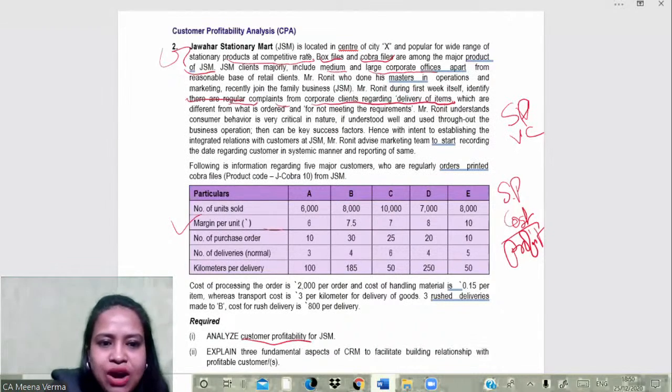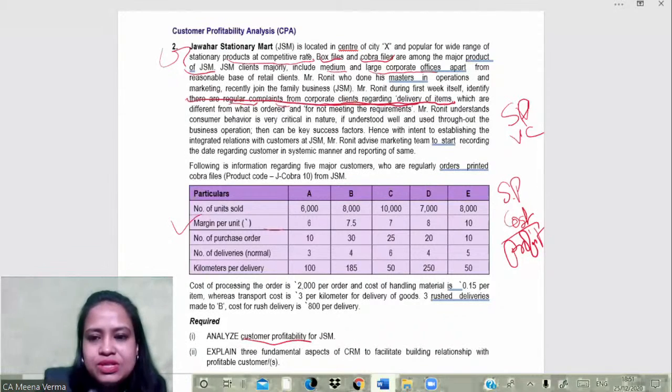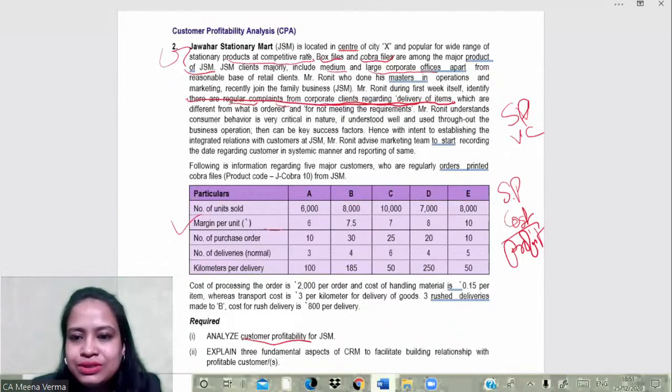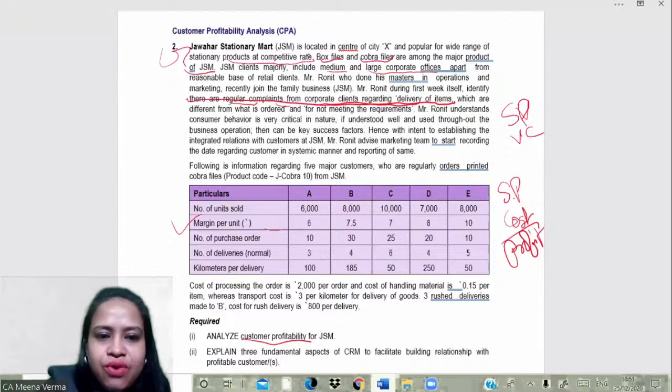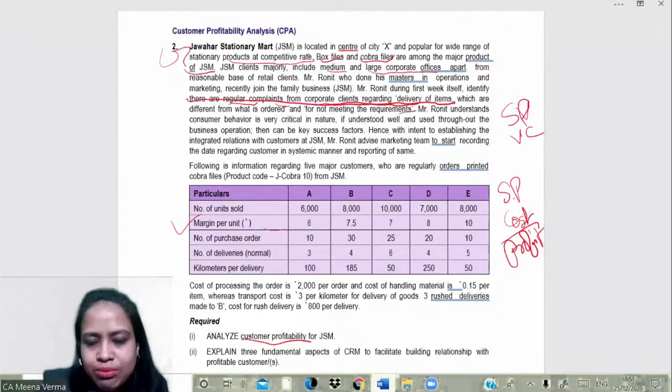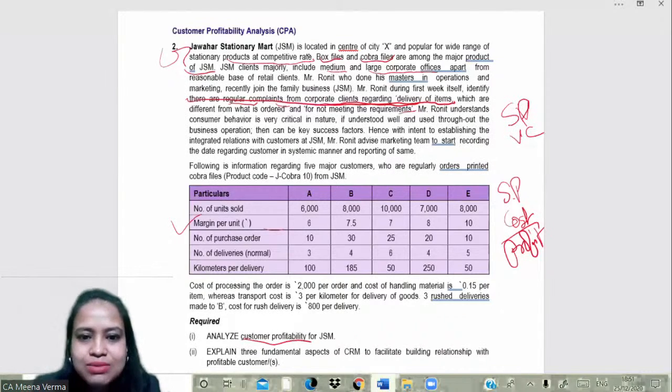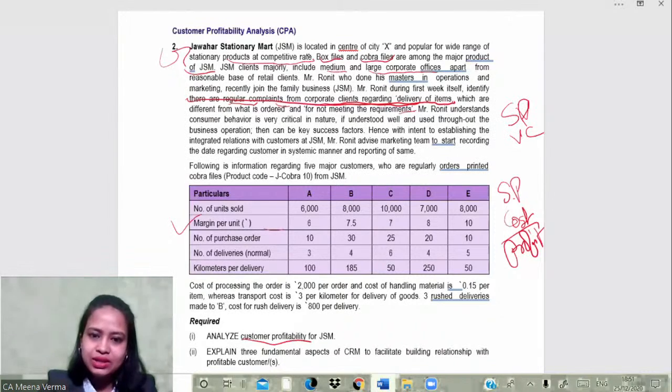So he found that there are complaints from some specific kind of customer, about items which are different from what was ordered and not meeting the requirements. So there are some customers who are complaining that they are not receiving exactly what they are demanding.